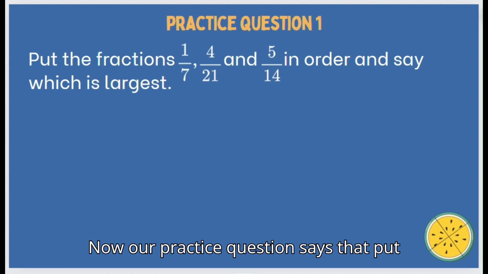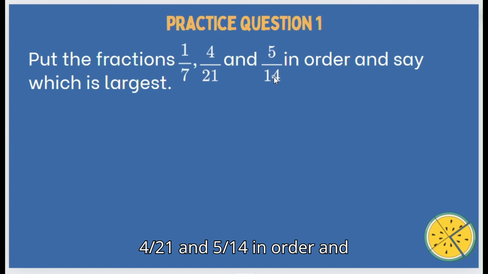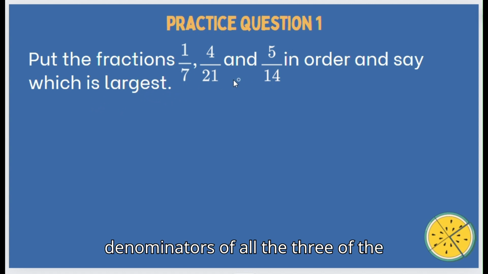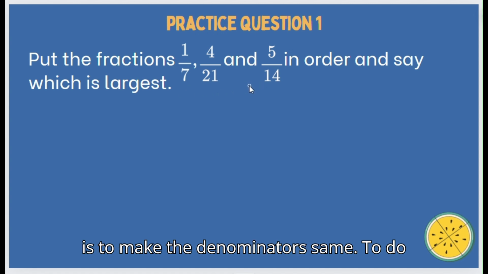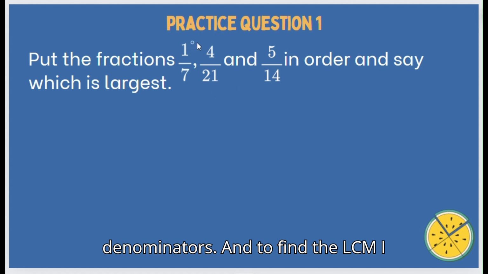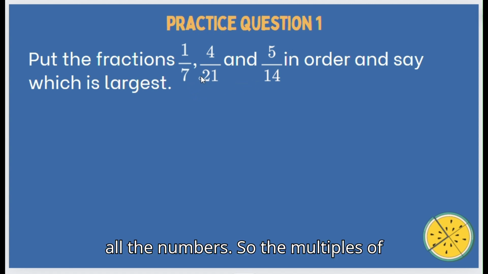Now our practice question says: put the fractions 1 over 7, 4 over 21 and 5 over 14 in order and say which is the largest. Again you can see that the denominators of all three of the fractions are different, and my first step is to make the denominators same. To do that, I'm going to find the LCM of my denominators. And to find the LCM, I have to write all the multiples of all the numbers.